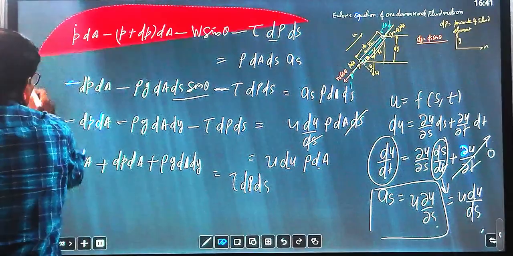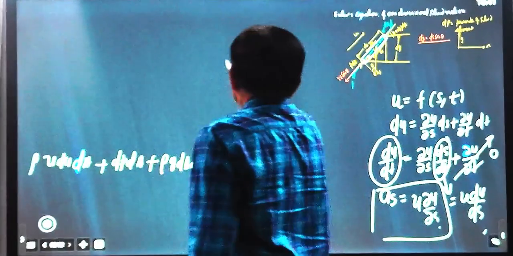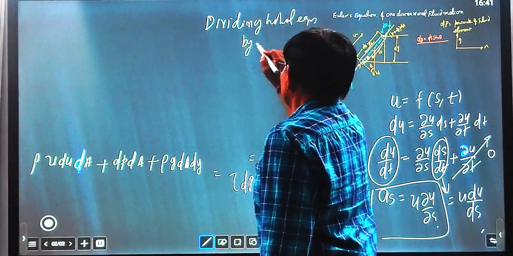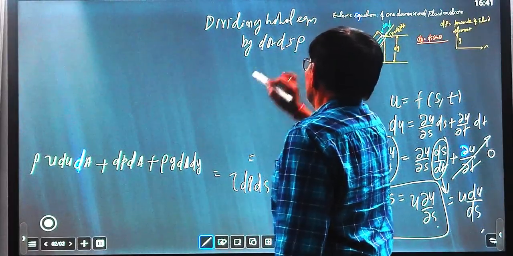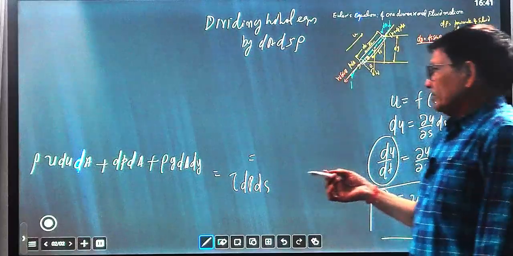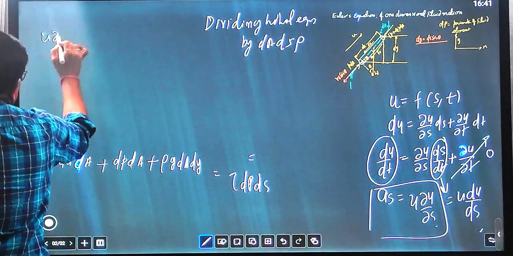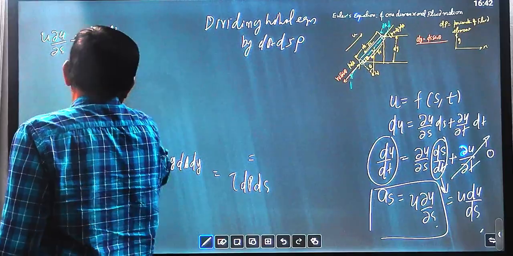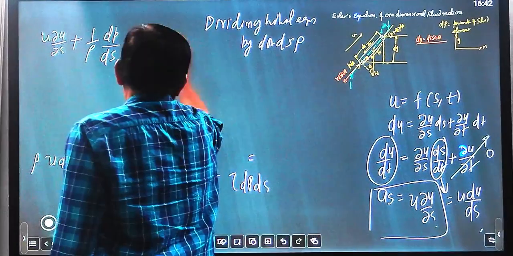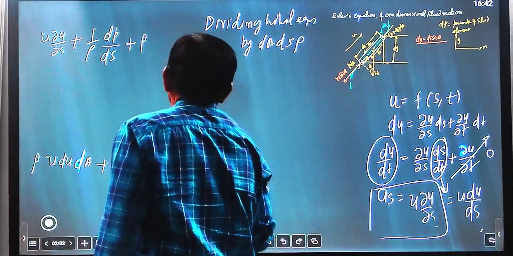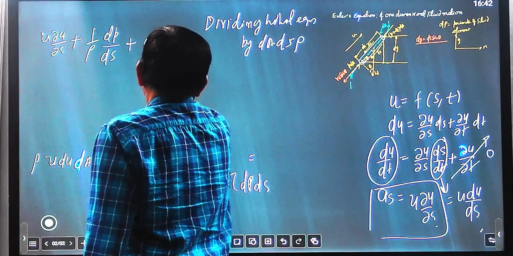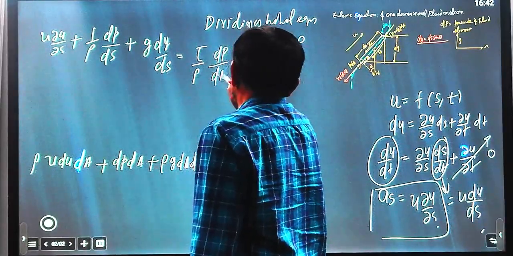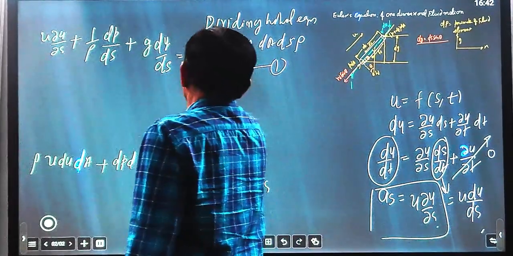So now erasing this part, rho u, dividing the whole equation by dA ds rho, we get u del u over del s plus 1 by rho dp over ds plus rho g, rho will be eliminated, that will equal to g dy over ds equal to tau upon rho dp over dA. This is the final equation, and this sign will be negative.